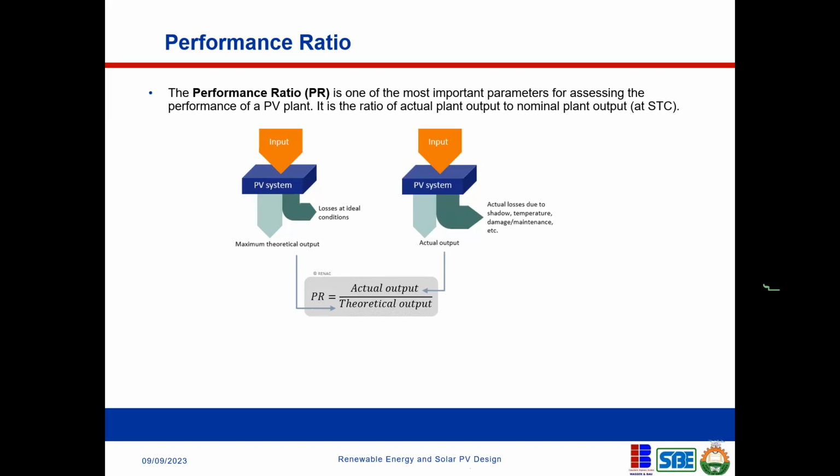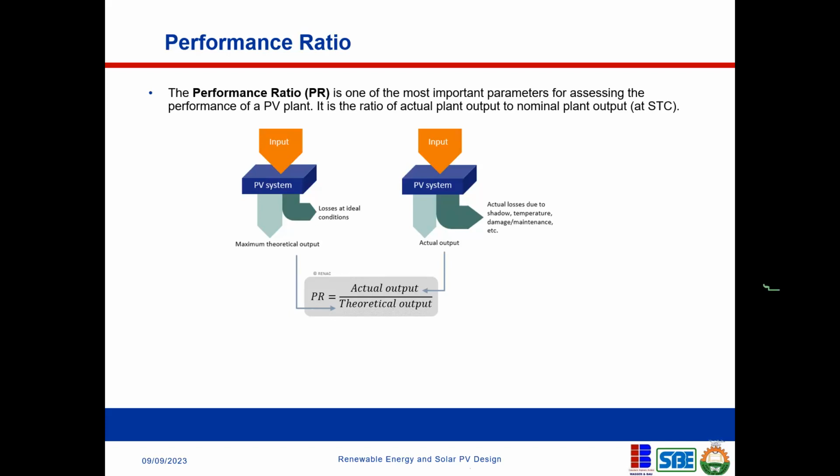When you do your PV analysis, you're going to also see this. It's important to understand all of this technology, because by the time we run you through some of the PV design softwares, these are some of the outputs that you will be seeing. So it's good to understand what they mean. Performance ratio, what does it mean? It's one of the most important parameters for assessing the performance of a PV plant. It is the ratio of actual plant output to nominal plant output at standard test condition.